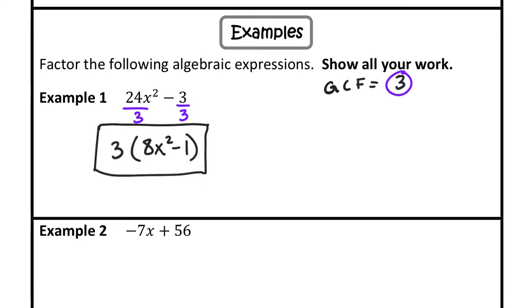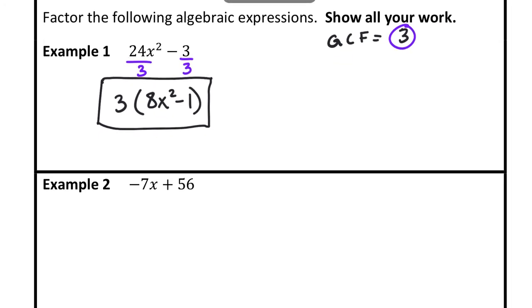Okay, so again, once we figure out the GCF, once we figure out what both of these terms can be divided by or what they have in common, then I'm going to divide the terms by that GCF to give me the inside of the parentheses, and then I'm going to put the GCF in front of the parentheses.